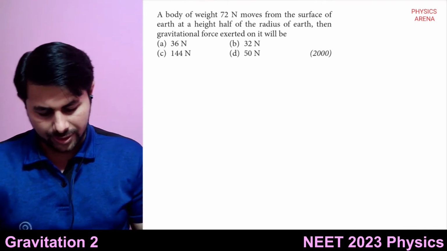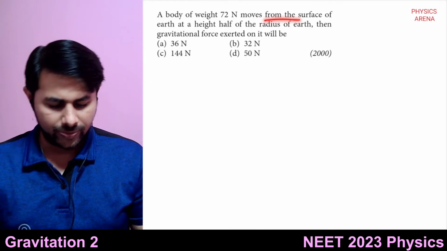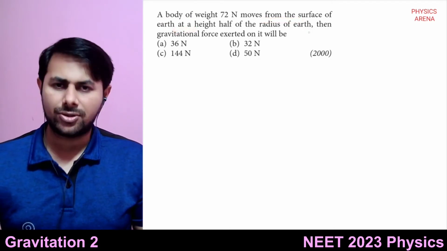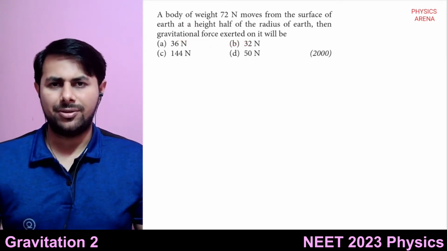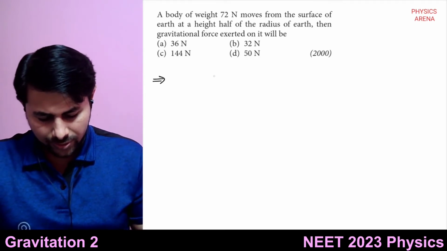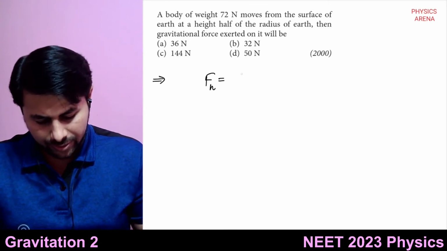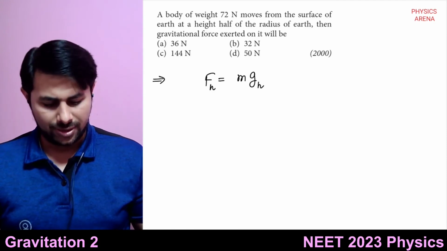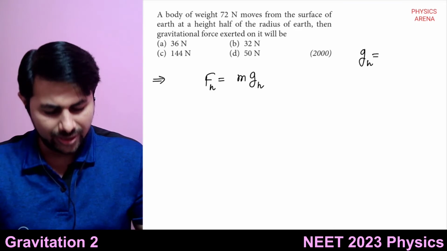Then let's see the next question. A body of weight 72 Newton moves from the surface of the earth to a height half of the radius of the earth. Then the gravitational force exerted on it will be. So the gravitational force at height h is equal to mass multiplied by acceleration due to gravity at that height.